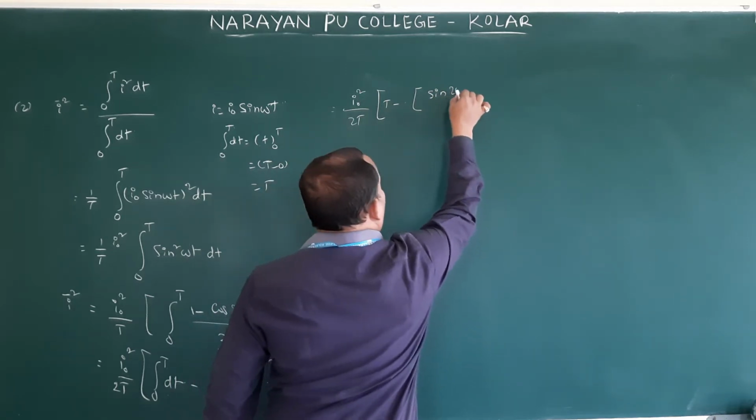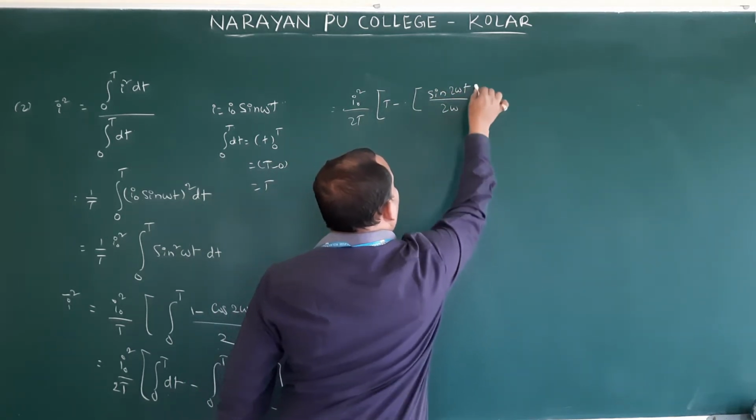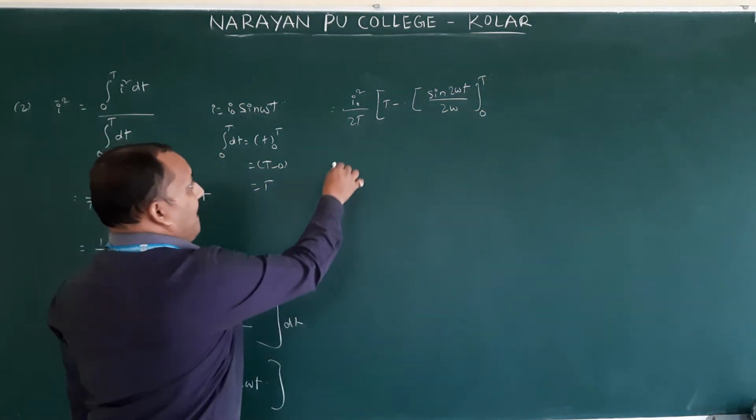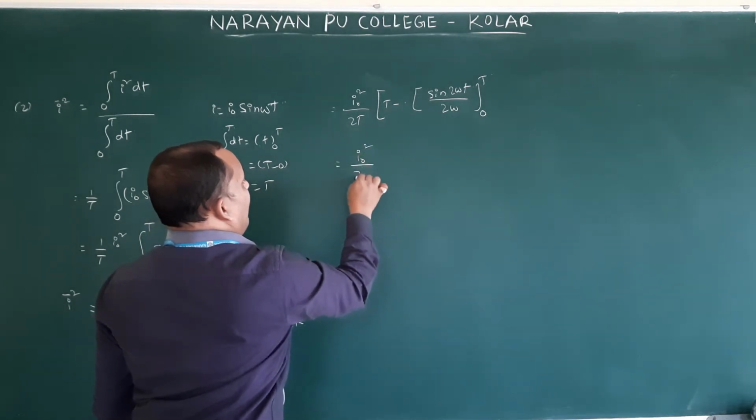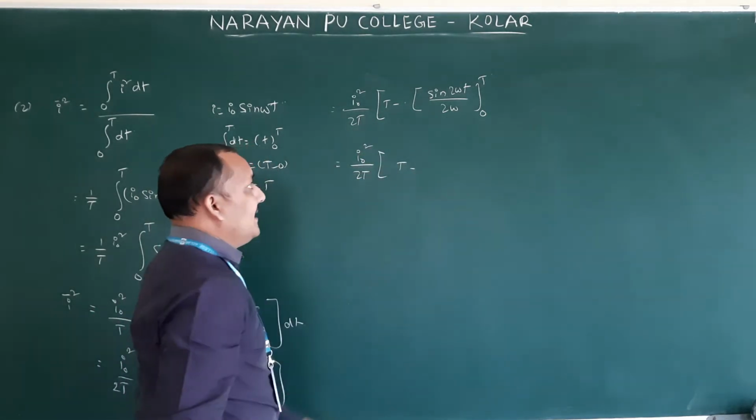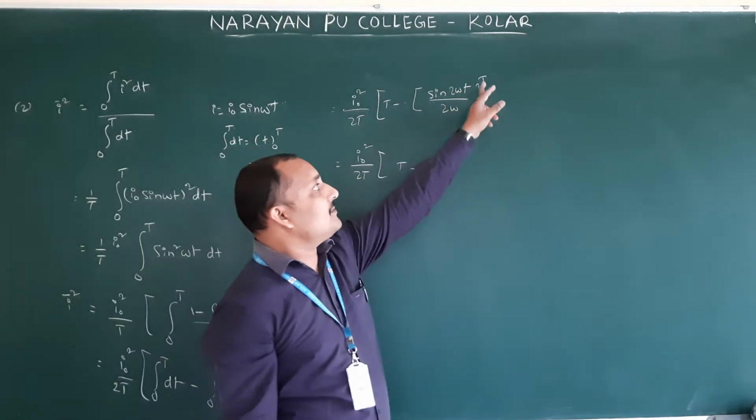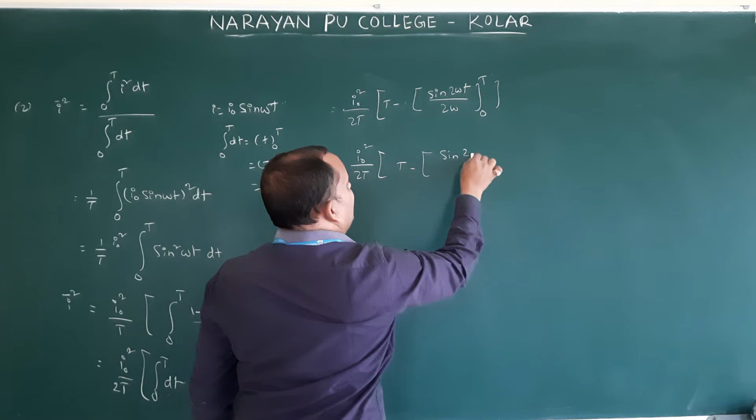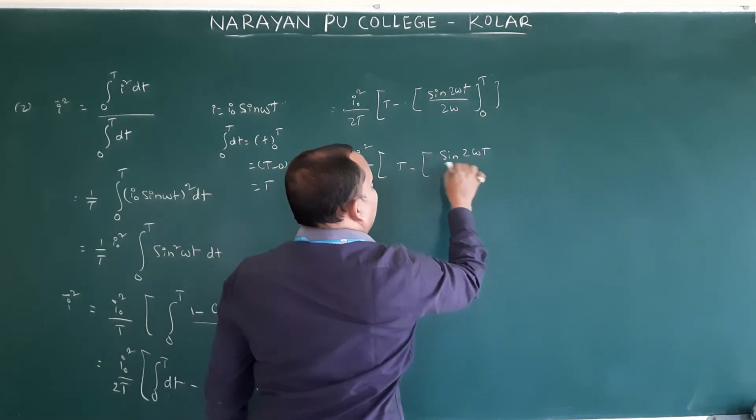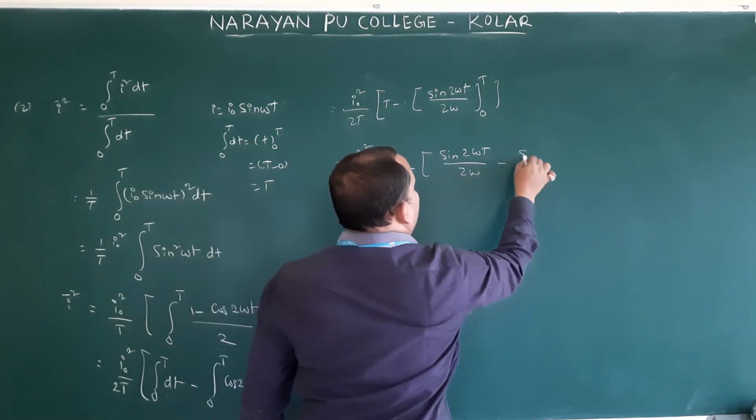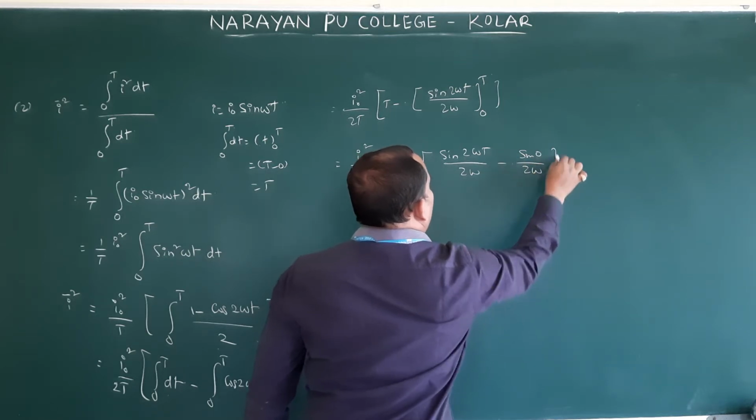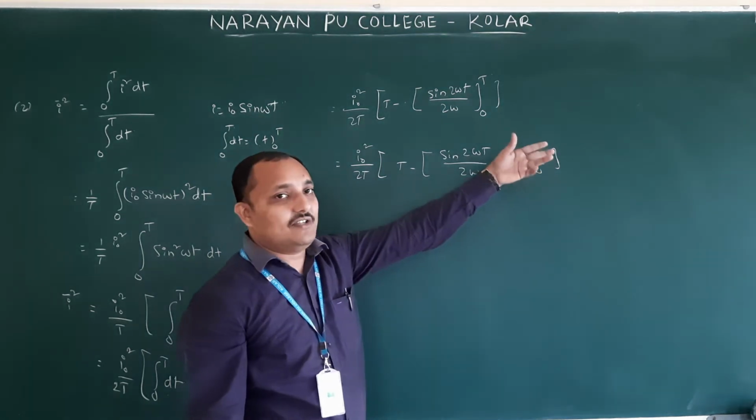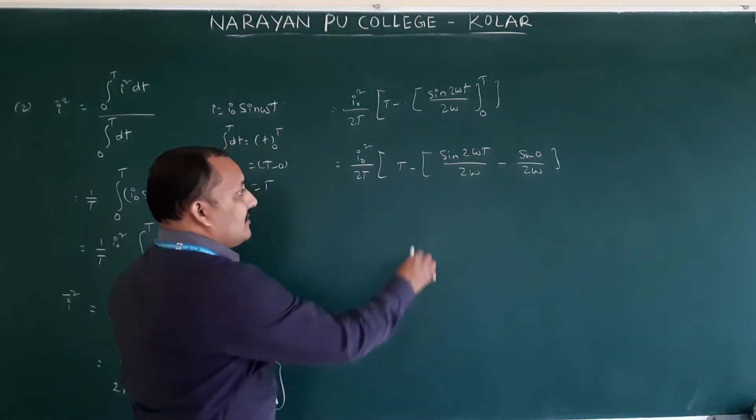Sin 2 omega t by 2 omega between the limits 0 to T. First we have to subtract the upper limit from this value. Upper limit means sin 2 omega capital T by 2 omega minus sin 0 by 2 omega. Sin 0, because in place of t it is 0, means sin 0 value is 0. Therefore this term is going to become 0. Now we will see this one.